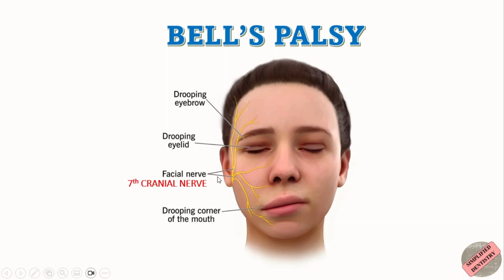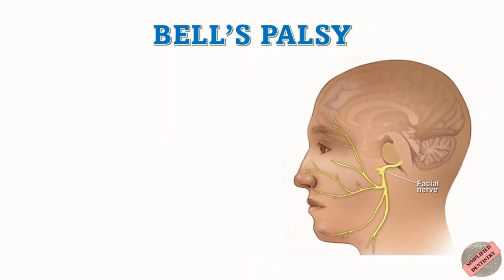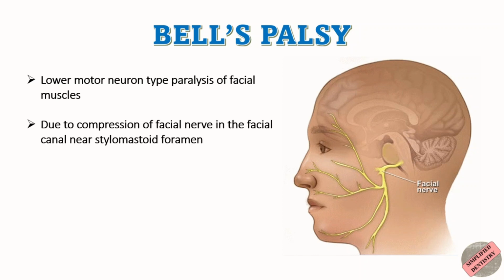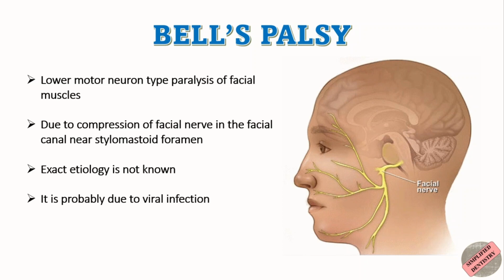So facial nerve is the nerve which supplies muscle function and sensation to the face, affecting tears, salivation, taste, and facial expression. In Bell's palsy, pain and discomfort usually occur on one side of the face or head. So now let's know in detail about Bell's palsy. Bell's palsy is a lower motor neuron type paralysis of facial muscles due to compression of facial nerve in the facial canal near stylomastoid foramen. The exact etiology is not known, but it is probably due to viral infection.